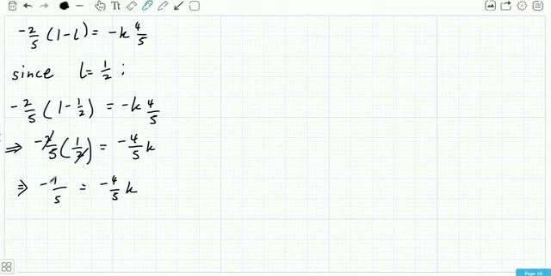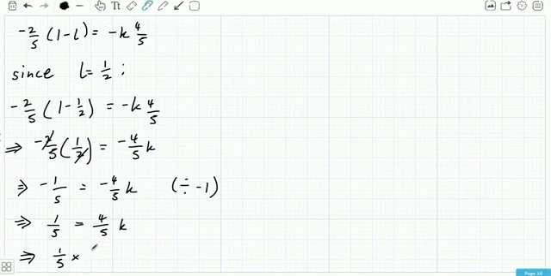If we divide both sides by negative 1, it makes everything positive. It's always a good idea to do that when you're working. We'll also divide both sides by 4/5. When you take the 4/5 to the other side, it flips over and becomes a multiply. So you're going to have 1/4 for K.